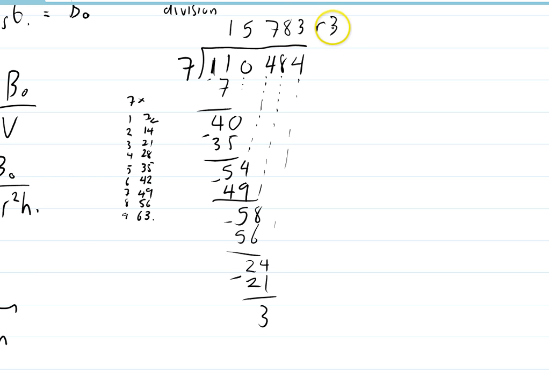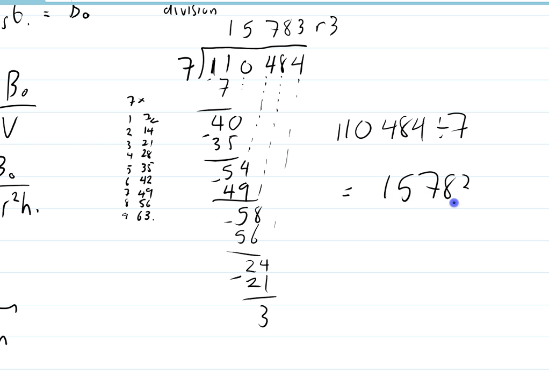We can also share those 3 sweets that are left over, and we can share them equally. So the real answer, I guess, is 110484 divided by 7 equals 15783 from this number here, and 3 sevenths. There you go.